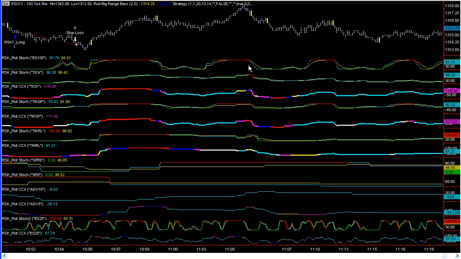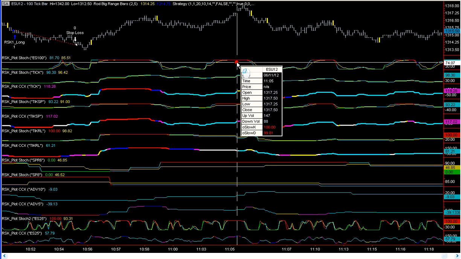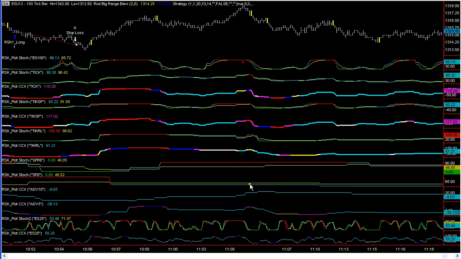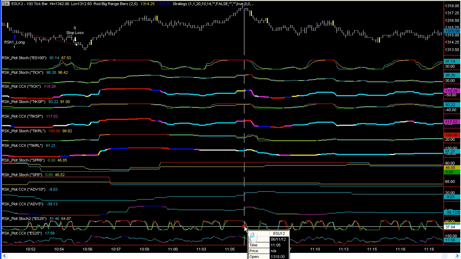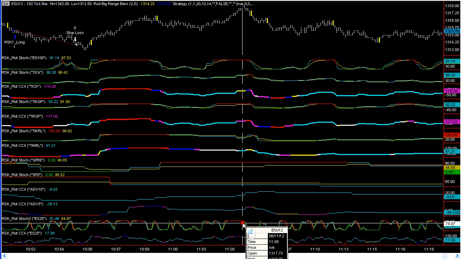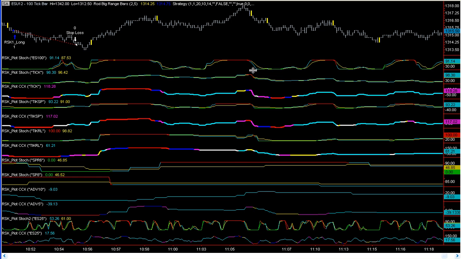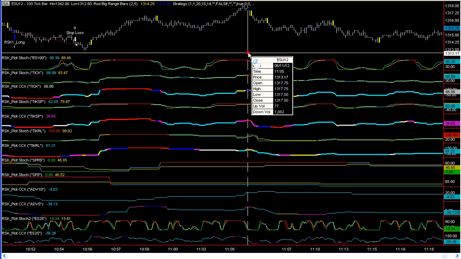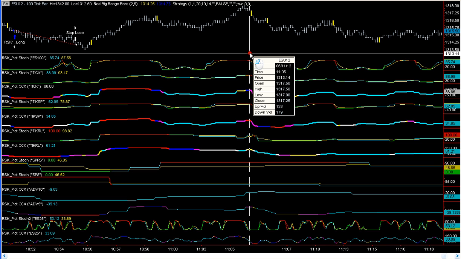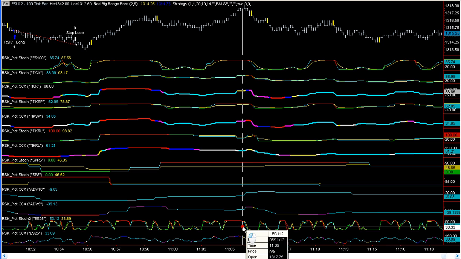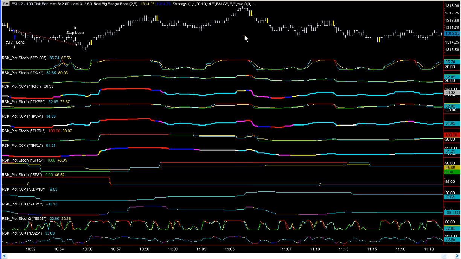And then once we're overextended on the ES 100, I'll come over here and I'll take a look at the ES 25. That will be my entry. I'm going to take a short trade right in here. I'm not going to wait for the 100 to begin to change direction on the stochastic. I'll use the 25. Much better entry.